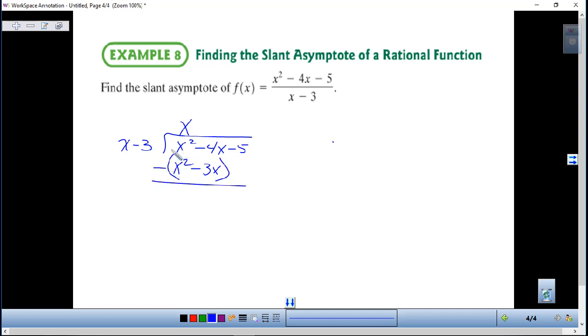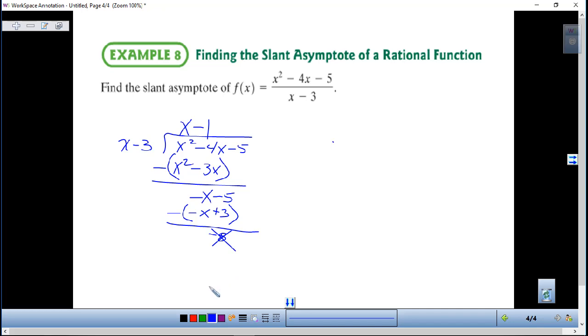Parentheses and subtract. x squared minus x squared goes away. Negative 4x minus a negative 3x. Remember, that's like adding a 3x. So you're going to end up with a negative x there, and then minus 5. What do you multiply times x to get negative x? Well, that's minus 1. So negative 1 times x gives you negative x. Negative 1 times negative 3 gives you a plus 3. Parentheses and subtract. Negative x minus a negative x, that's the same thing as adding, so the x's go away. Negative 5 minus a 3 gives you negative 8.